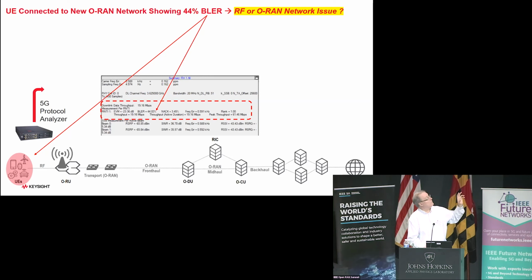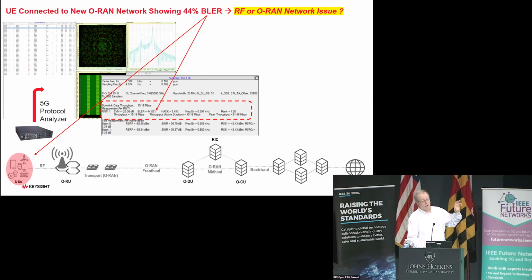Well, let's walk through that. We'll start out by taking a look at RF. I'm not sure if everyone's familiar with constellation diagrams in the room, but this is a constellation diagram showing the modulation scheme being used here. We can't tell if this is 256 QAM or 64 QAM, but we see there's a lot of noise and we can't really distinguish what's happening.